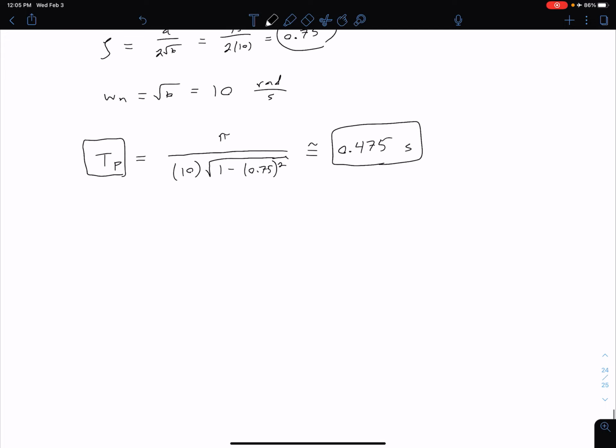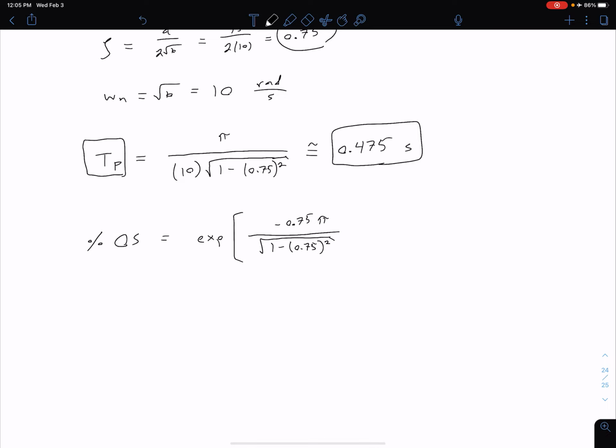Okay, so now for our percent overshoot, percent OS, that's equal to the exponential. I'm writing that a little differently than what we've seen before, with exp as opposed to e with a superscript, so this is going to be a little easier to fit and be legible. So we have negative zeta times pi in the numerator, where our zeta is 0.75, and then divided by the square root of 1 minus zeta squared. And again, our zeta is 0.75.